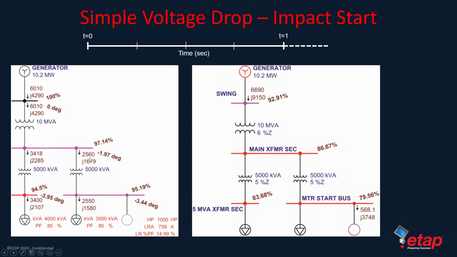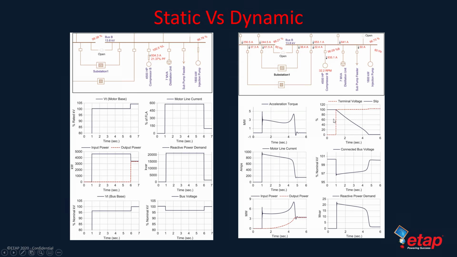Now, on the right hand side, what we do is we start that large 1000 horsepower motor. It's all the way on the bottom right. So we can see the impact at t equals 1 second of what happens to the voltage drop now at your generation bus, as well as the distribution and the low voltage bus over on the left. So this is essentially what an impact motor starting is, and I will cover that here in just a second.